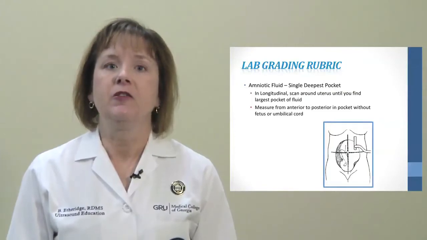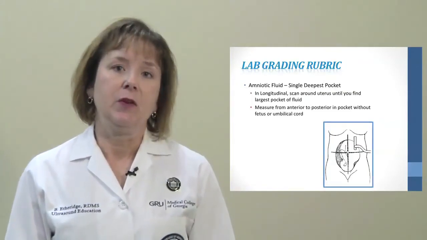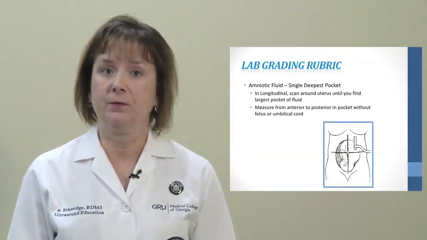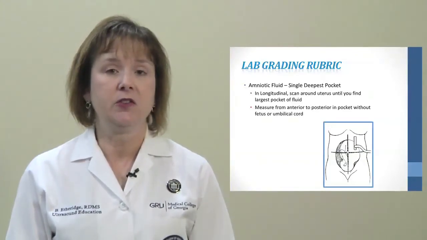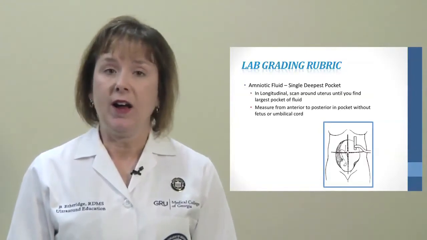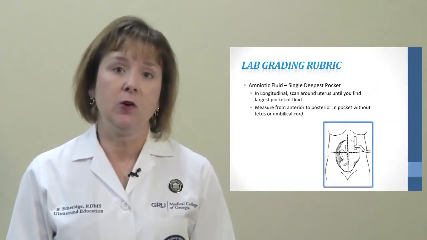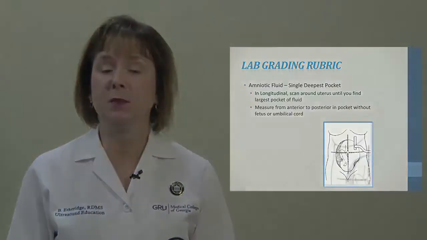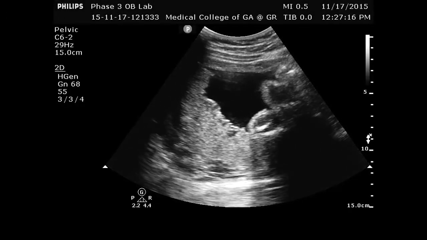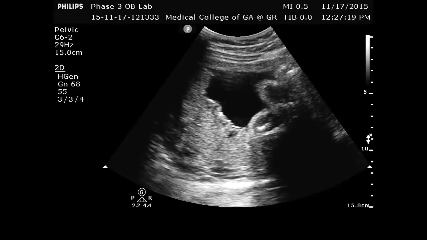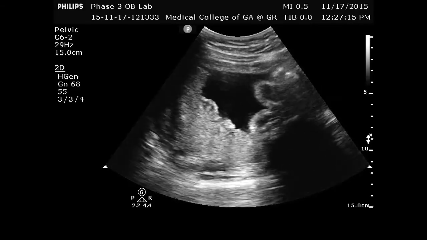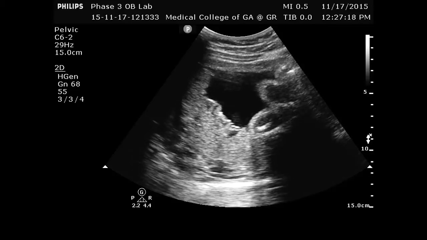Then measure the pocket from anterior to posterior. If the pocket is less than 2 centimeters, there is a decrease in fluid, or oligohydramnios. If the pocket is more than 8 centimeters, there is an increase in fluid, or polyhydramnios. This measurement can widely vary and should be repeated if oligohydramnios or polyhydramnios is suspected. To identify the single deepest pocket of amniotic fluid, you will need to scan around the entire uterus. Here is a short scanning clip identifying the single deepest pocket of fluid in this patient.